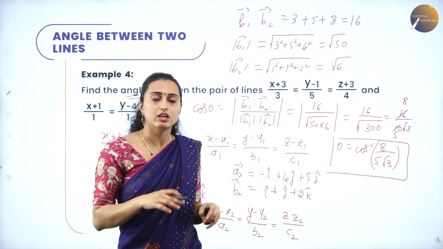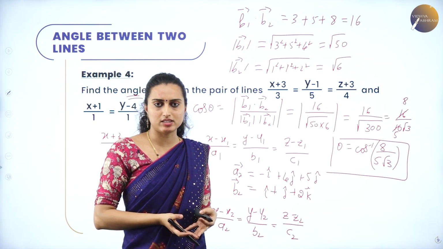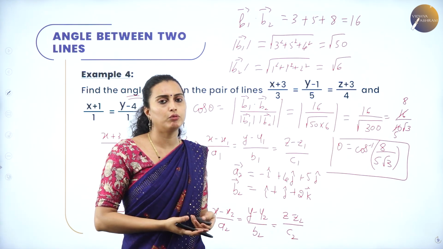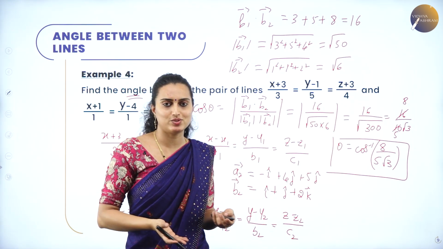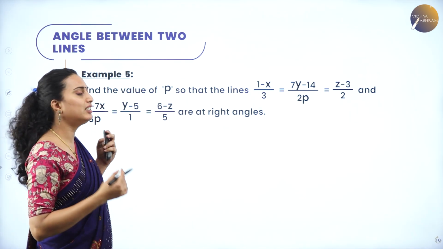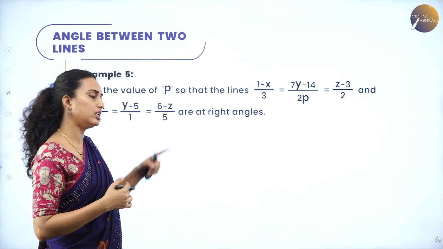Here they have given it in the Cartesian form. That's it. In the last case they have given it in the form of vector. Here they have given it in the form of Cartesian. That's it. Now we'll be moving on to the next problem. Yes, here a little change they have given, but in the Cartesian form only.